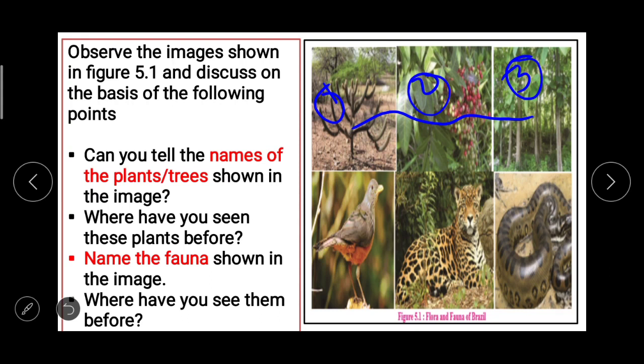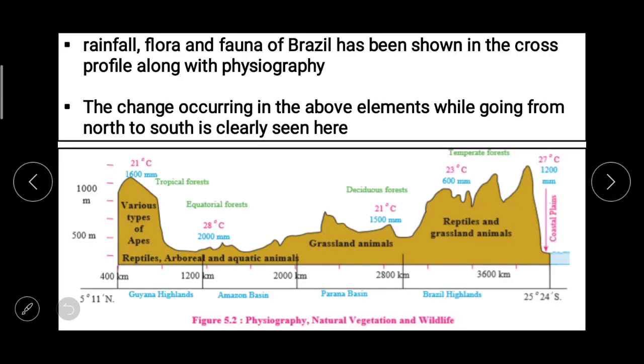Then, where have you seen these plants before? If you know their names, where have you seen them before? And the third question: name the fauna shown in the image. Here one more thing to know is the meaning of fauna, that is all the animals of an area or a period of time. So in vegetation we talk about plants, and when we use the word fauna it is related with animals. So name the fauna shown in the image, this one, then 4, 5 and 6. And the same question again, where have you seen them before? So these are the questions based on figure 5.1.